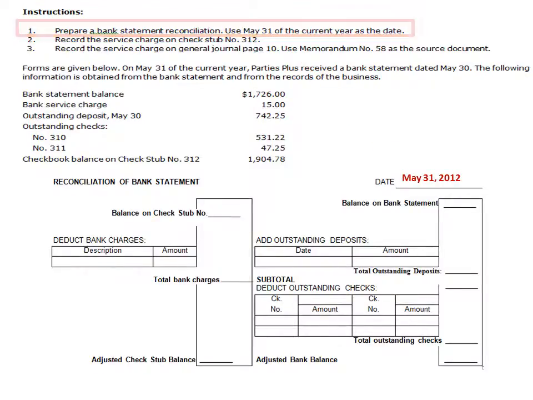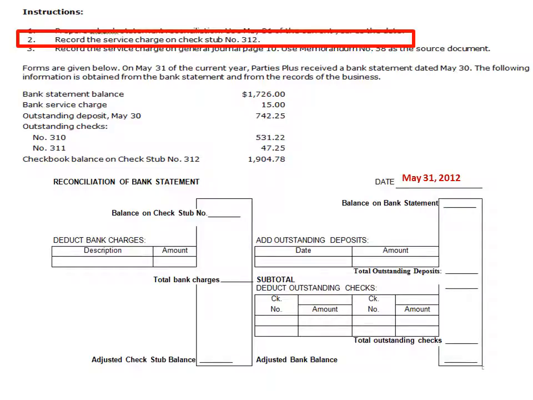Now, if you notice here, we're going to record a service charge on check stub number 312. A service charge could be anything from using an ATM that's out of network to ordering checks to whatever. Either way, it's a service fee. And if you notice in there, our bank service charge here is $15. We'll just say it was for checks or overdraft protection or what have you. So our total bank charges then are $15.